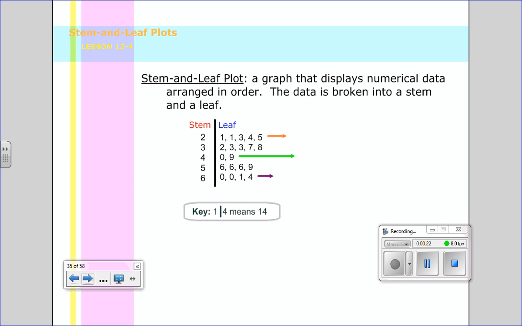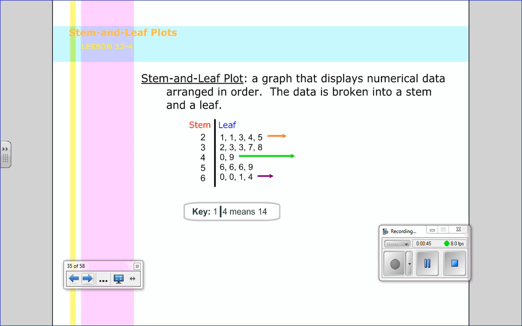First, what is a stem and leaf plot? It's just another graph that we use to display data. We have to display numerical data, meaning numbers, with these. With the stem and leaf plot, again, the data is organized in least to greatest order, so it's arranged in order numerically. What ends up happening is the data is broken up into a stem and a leaf.